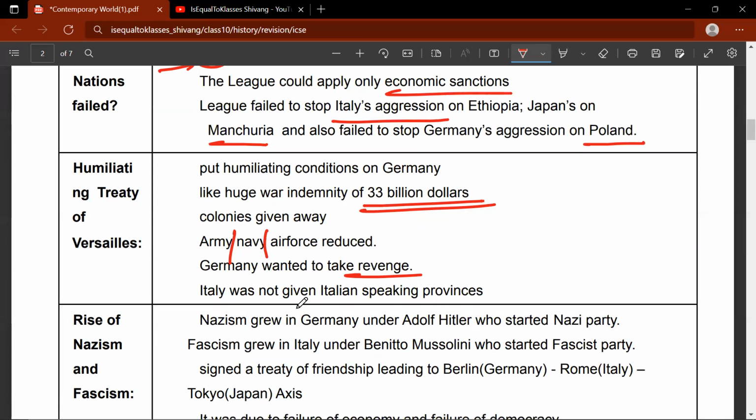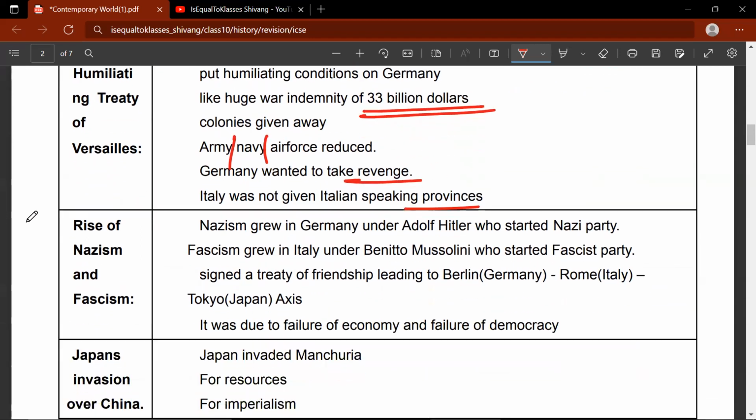Italy was not given Italian-speaking provinces. So when it joined World War One on the side of the Triple Entente, it wanted certain regions that bordered its borders, but it was not gifted those regions. It thought that if I fight on behalf of the Triple Entente, then I would get some possessions in return for fighting on their side, but it wasn't given that. So that is where Italy was very disappointed and wanted to avenge this humiliation.